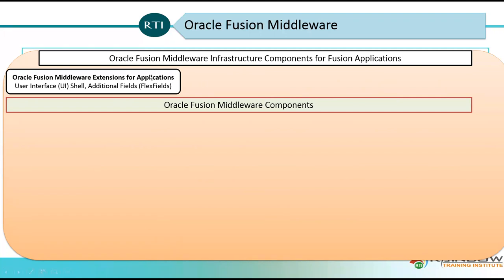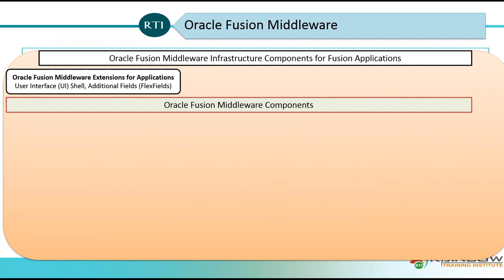So what are the Fusion middleware infrastructure components for Fusion applications? The first component is Oracle Fusion middleware extensions for applications. What does it mean? Let us say you have a financial application, and you customize it. For example, you take a page and change the properties of some field, or change the background color of the page, or hide a button, or make a field read only. If you are making changes like this on the page, you are changing the user interface. Those changes are applicable for your finance application.